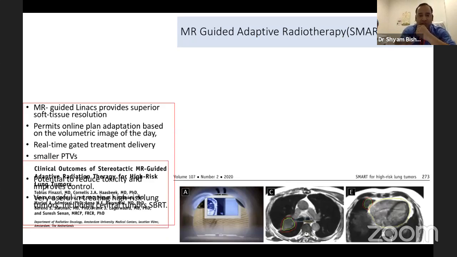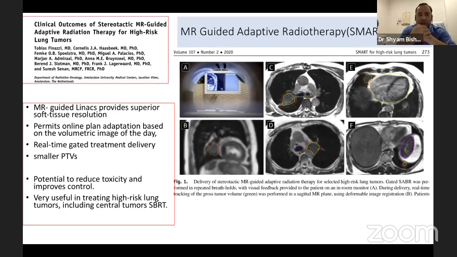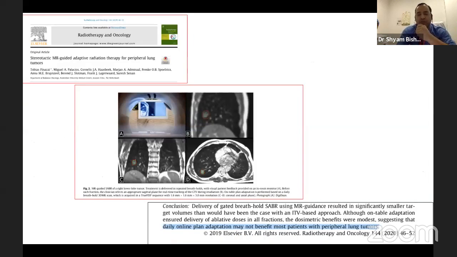As you can see in the study published recently in the Red Journal, they evaluated high-risk lung tumors. They used MR-guided radiotherapy and found it was safe. Dose escalation could be possible, and local control was better.